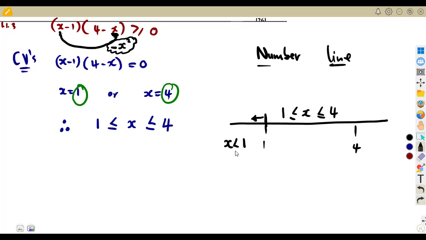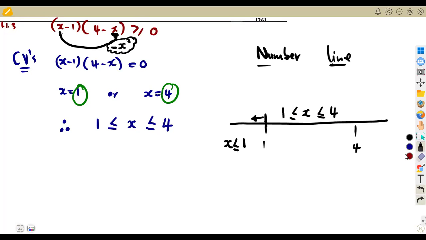We only put this equal to here when there is also an equal to on our question. If there was just a greater than there, we were not going to put this equal to here. We only put it because there is an equal to on our question.